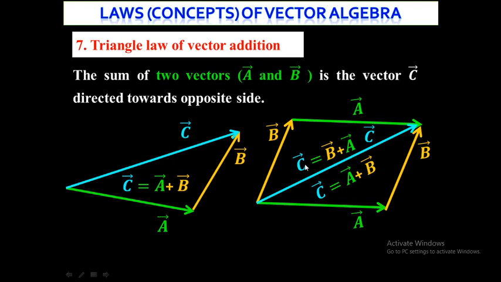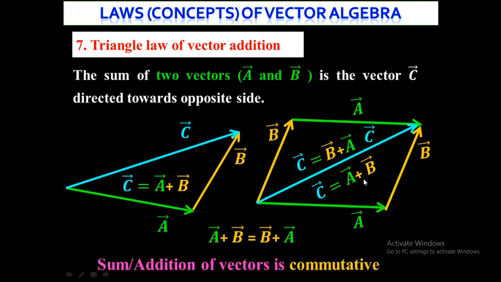So here C vector is equal to B plus A vector, and here C vector is equal to A vector plus B vector. It means that B vector plus A vector is equal to A vector plus B vector. So this is nothing but the addition of vectors being commutative. From this triangle law of vector addition, we can reach the conclusion that vector addition is commutative. Commutative means A plus B equals B plus A.